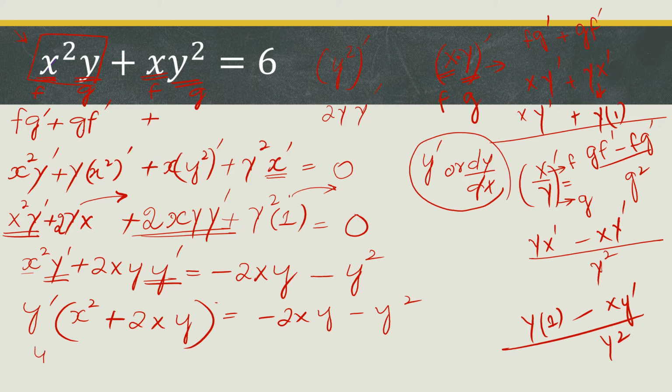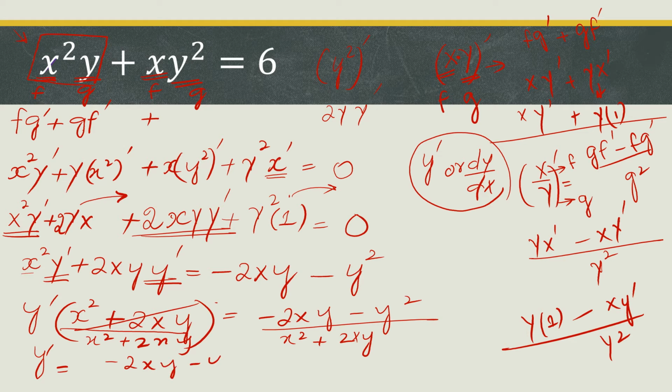Now to find the y prime, divide both sides by the x square plus 2xy. It will be this answer. So the answer will be minus 2xy minus y square divided by x square plus 2xy.